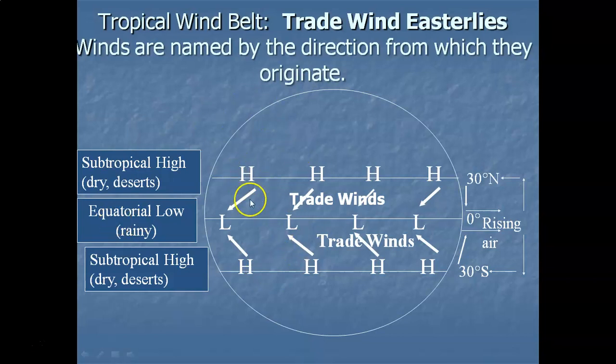I don't really have my highs and lows lined up perfectly, but we've got a high pressure belt and a low pressure belt, and so we've got a dome of high and a trough of low. And we're going to set up a permanent pressure gradient out of the high into the low, from 30 degrees to the equator. So this is large scale pressure gradients and large scale wind belts.